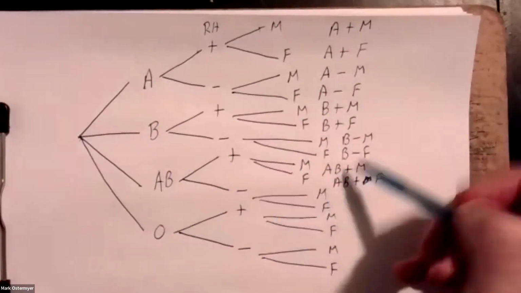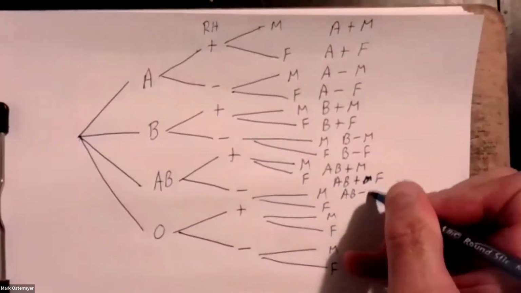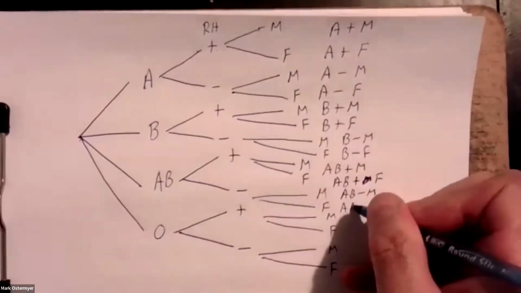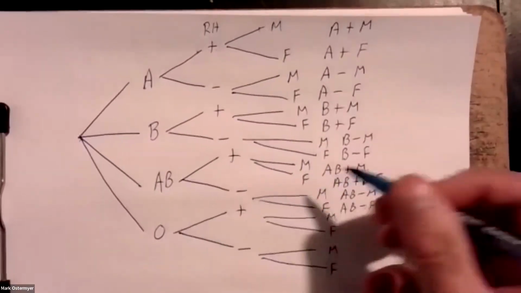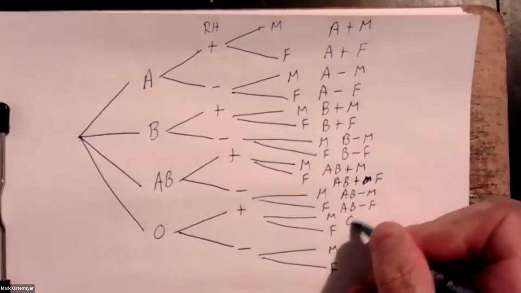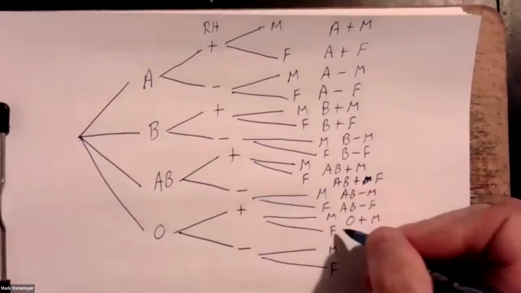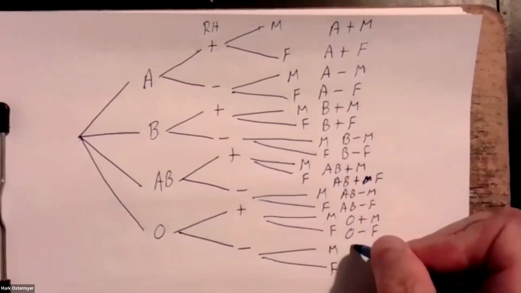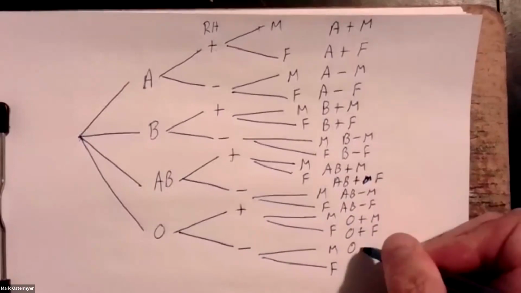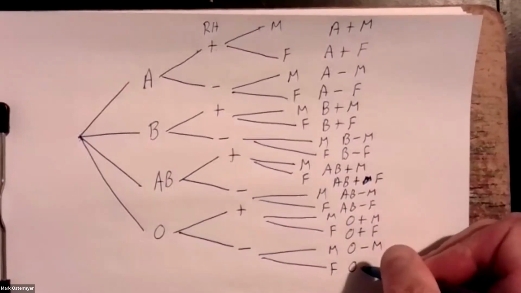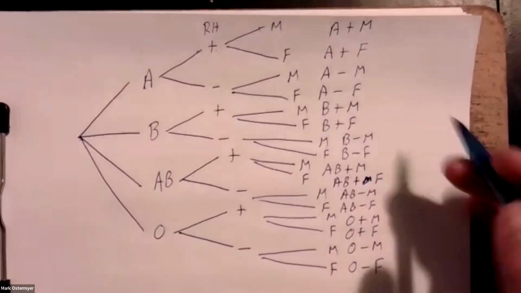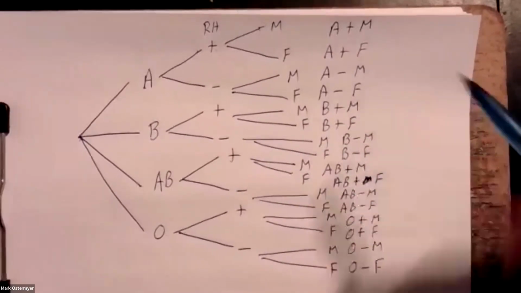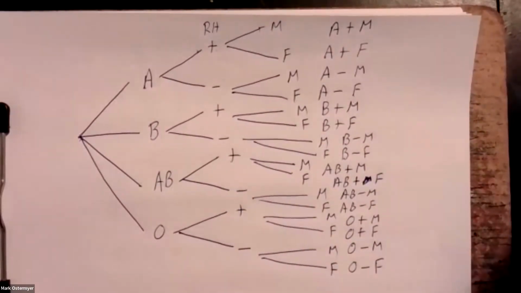Or you could have AB negative male, or AB negative female. Or you could have type O blood, positive Rh factor and male, or type O blood, positive Rh factor and female. Or you could have type O blood, negative Rh factor male, and type O blood, negative Rh factor female. And ladies and gentlemen, there are your 16 possibilities or arrangements. Everybody see what I just did there? How to enumerate all 16 possible arrangements.